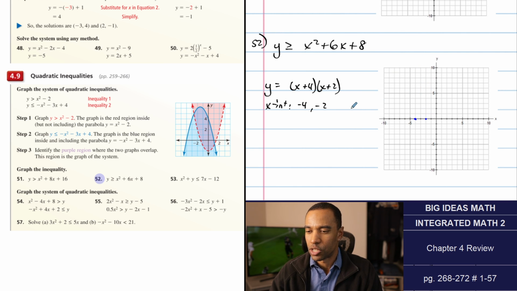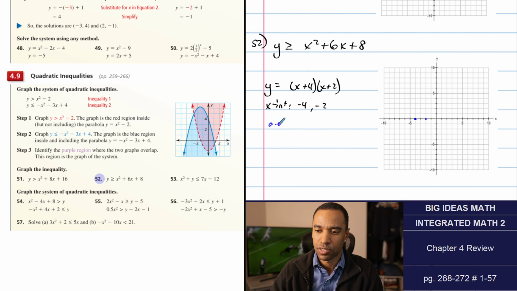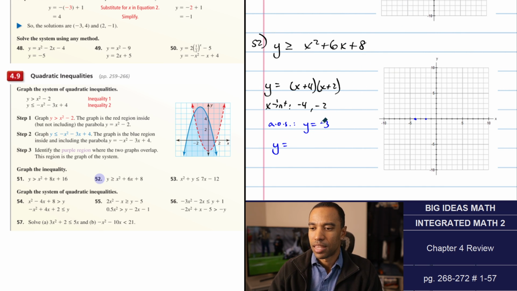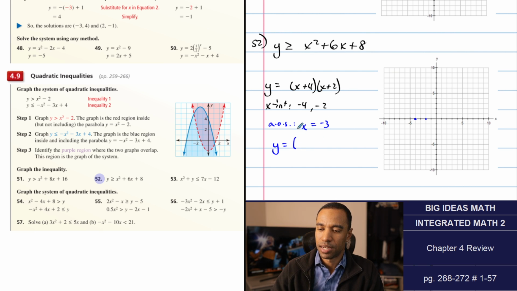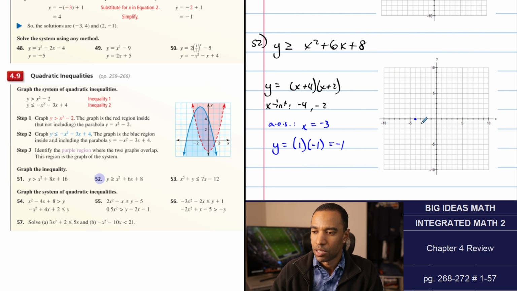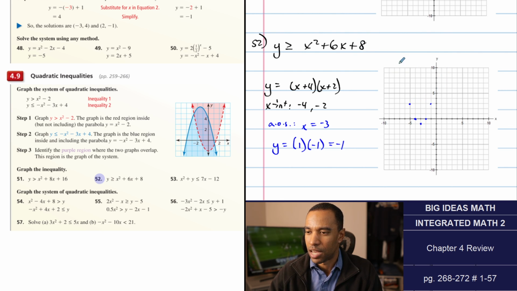The axis of symmetry, AOS, is right in between: x equals -3. And then your y value for that, plug -3 in. -3 plus 4 is 1. -3 plus 2 is -1. So that's -1. So you have a vertex like that. So 1, 1, 2, 4, 3, 9. And the y-intercept is 8. So 9 up also, you get 8 right there.